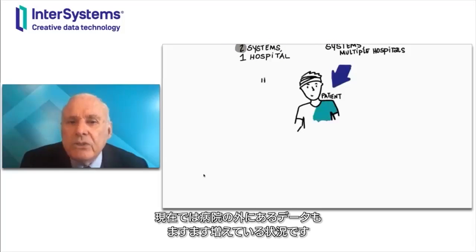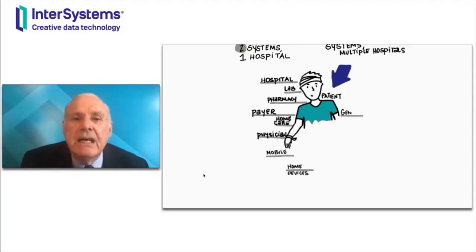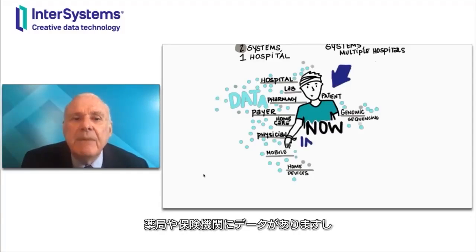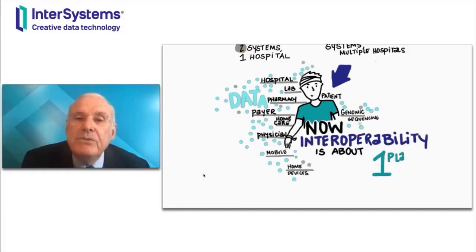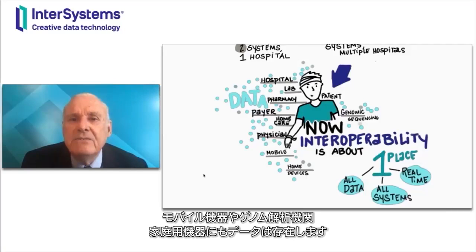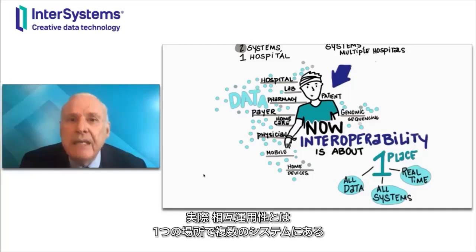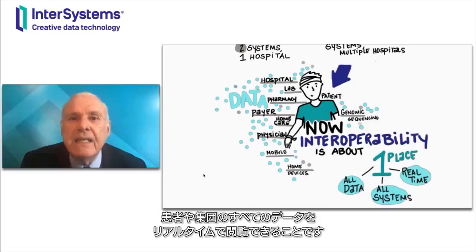Now, we also know that there's more and more data that's outside of hospitals. Pharmacies have data, payers have data, laboratories have data, mobile devices have data, genomic sequencing labs have data, home devices have data. And now the meaning of interoperability has changed. Interoperability really means being able to be in one place and see all the data in those multiple systems for a patient or a population in real time.